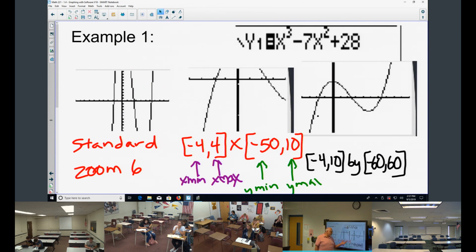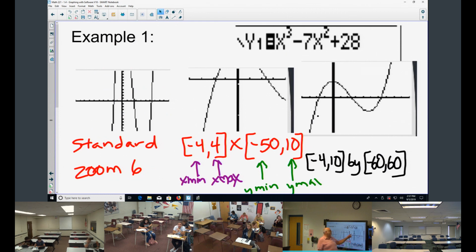All right, so we've changed this window, and now it's definitely zoomed in, but I'm still not seeing the top, and I'm actually not even seeing this other part at all. Now this third viewing window from -4 to 10 by, and you can have the X in the middle or the word by, -60 to 60.